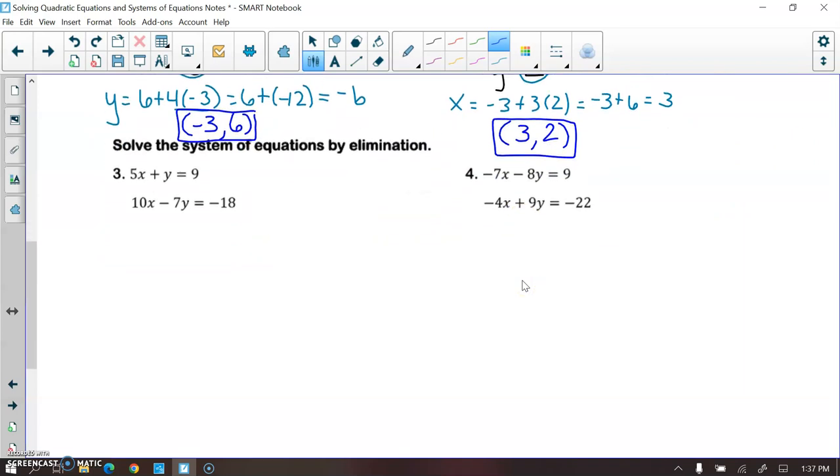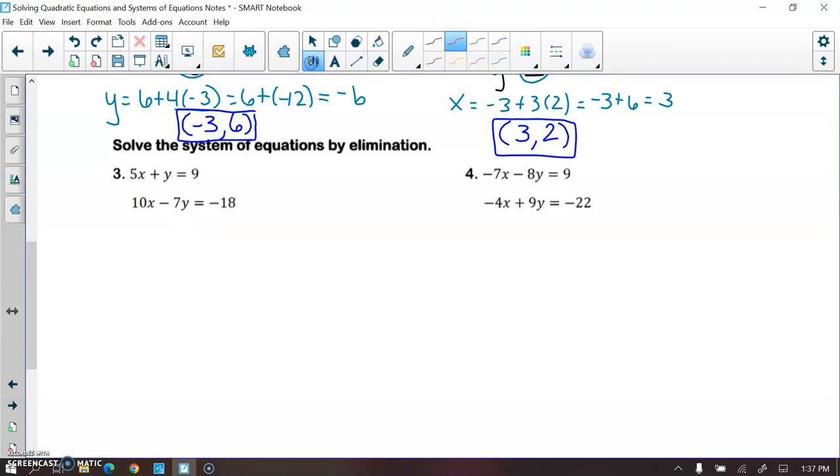With elimination, the key thing is you want your x and y values on the left side of your equation and your constant on the right. In number 3, both my x and y values are on the left and my constant is on the right. That's good. That's what we need to happen in order to do the elimination method.